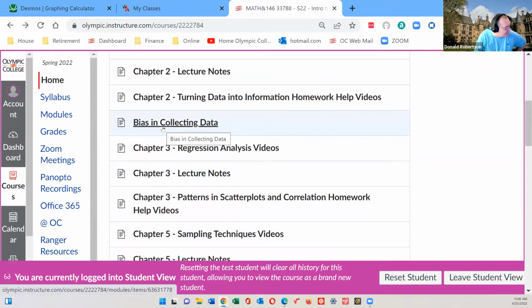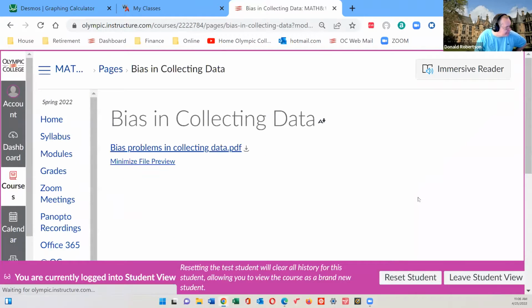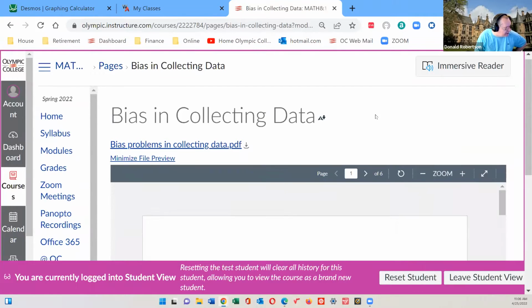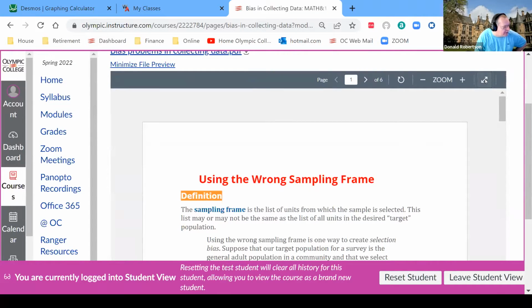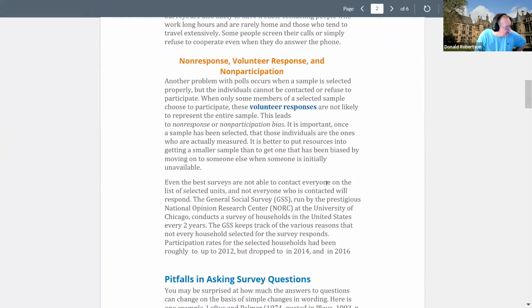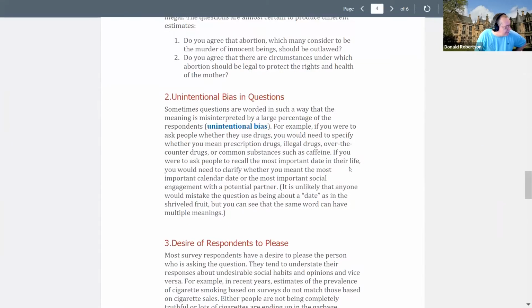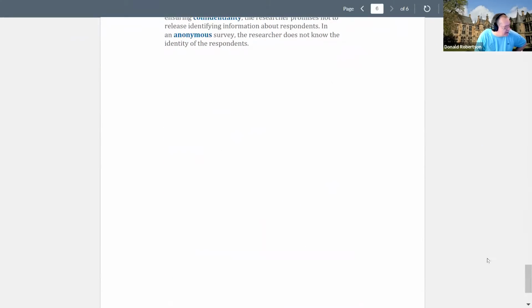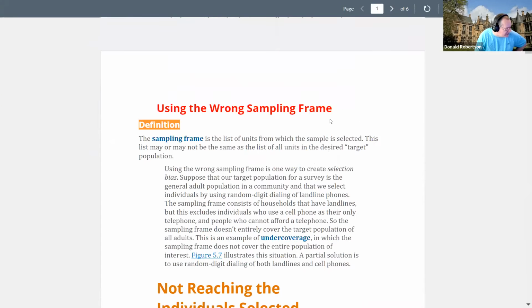So click on this one. It's a PDF. If you want to make it a little bit bigger, you can hit that button. And here is some stuff. It gives you a little bit more detail on sampling bias, right? How you can collect data in a way that may not reflect the typical person from that population.